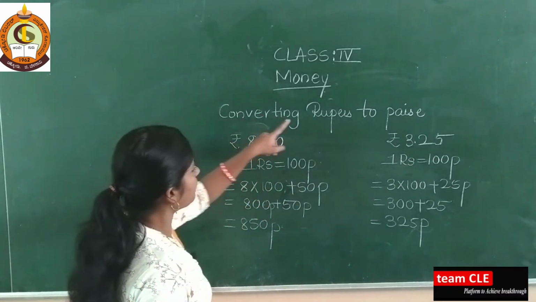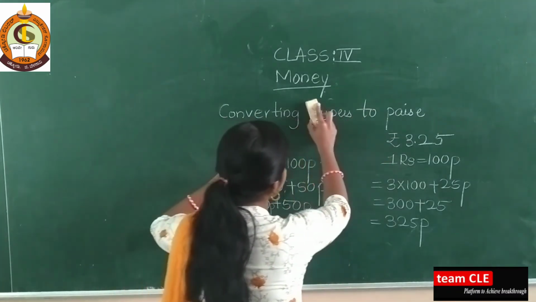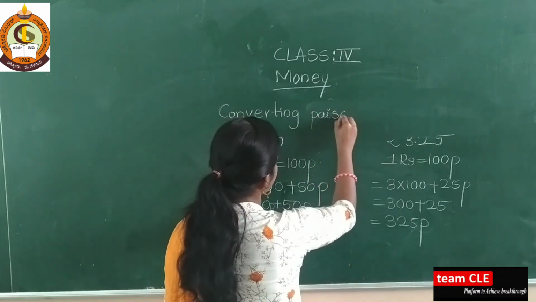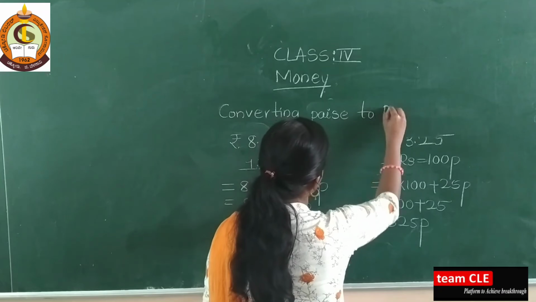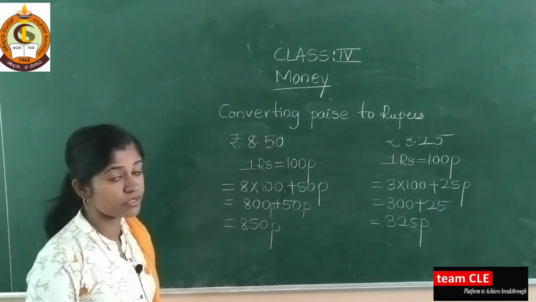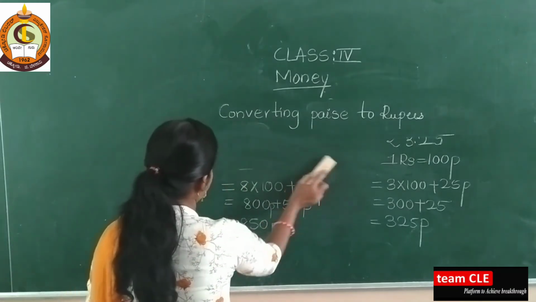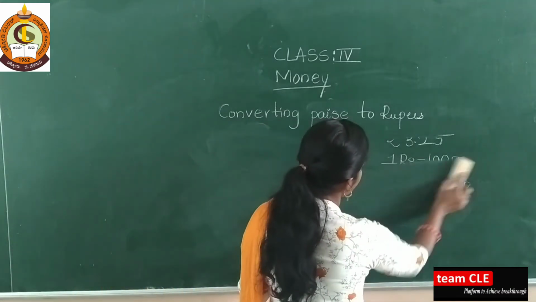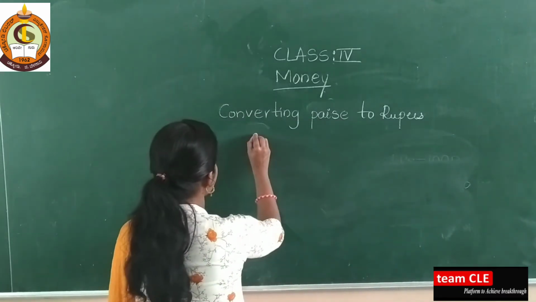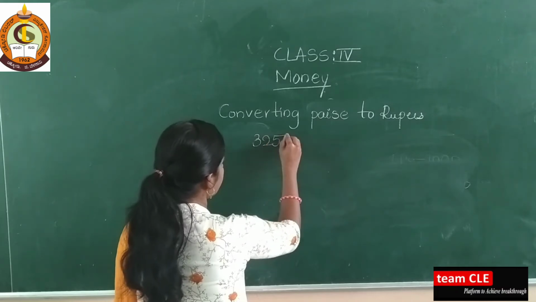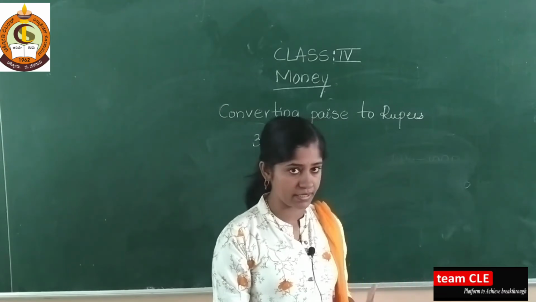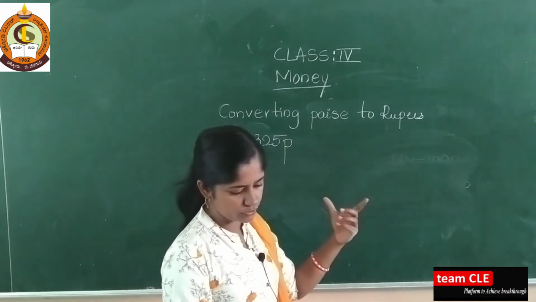See, here I converted rupees to paise. Now paise to rupees. Yes, and one more thing, here I am converting a smaller unit to a bigger unit, so you need to divide. So let us take some examples from your my practice time 2. So dear students, first question is 325 paise.